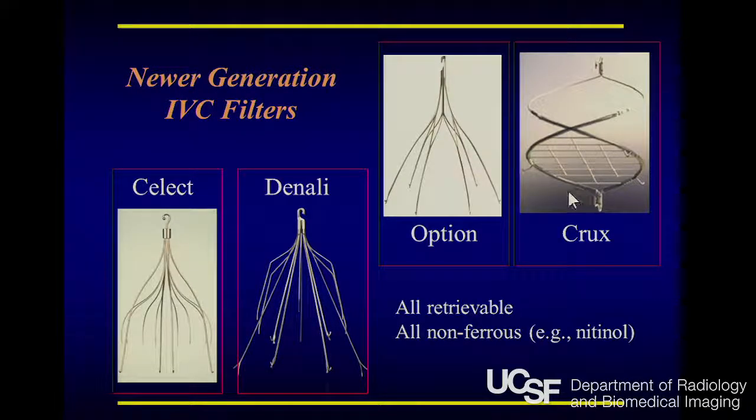The one that's unique here is the Crux filter, which has a double helical configuration, a double helix, and the filtration takes place in this lower helix, where you have Dacron netting that traps or breaks up clot if it embolizes or attempts to embolize up the IVC toward the lung. What's also unique about this filter is that it has hooks superiorly and inferiorly, so you can retrieve it from either a jugular or femoral approach. So these are the newer generation filters. Some of you are probably familiar with at least one or a couple of these.